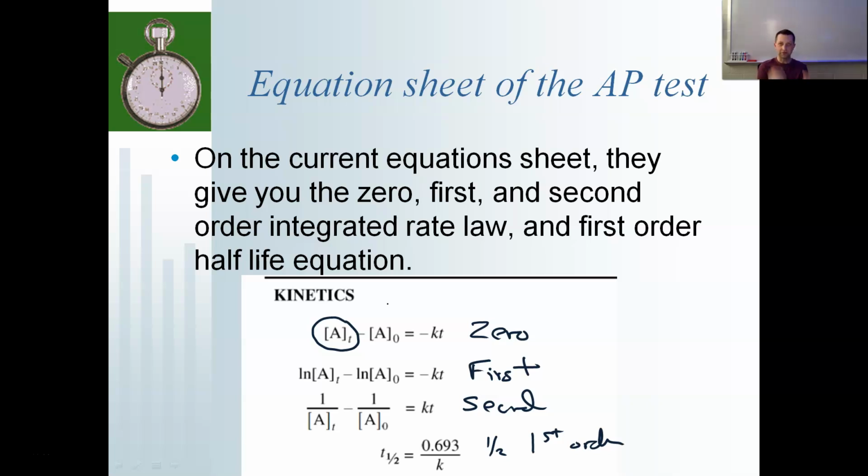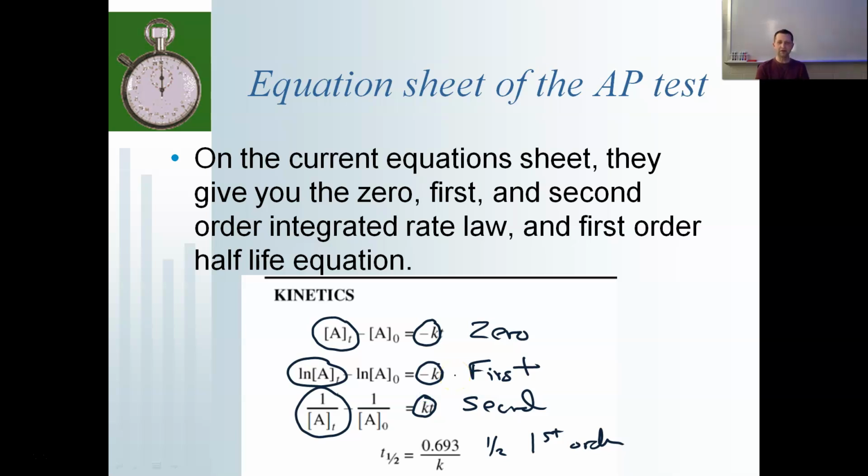Just know on your formula sheet they're in order from zero first to second order. So concentration versus time is linear. Your slope is negative k. Easy. Look at first order. Natural log of concentration versus time is linear. Easy. Don't need to memorize it. What's your slope? Negative k. Fantastic. Look at your next one. Second order rate law. 1 over concentration versus time is linear. What's your slope? Positive k. All the answers are right here, guys.